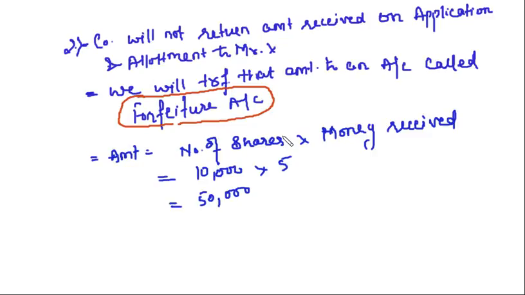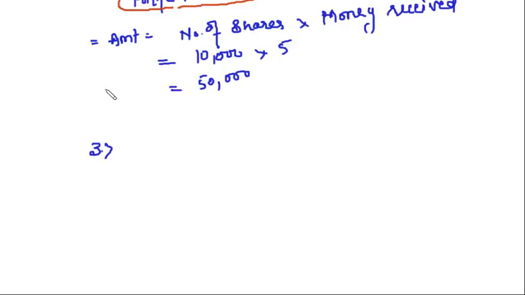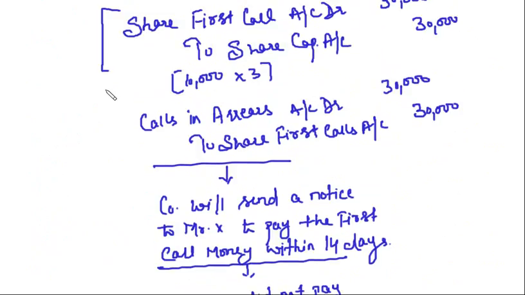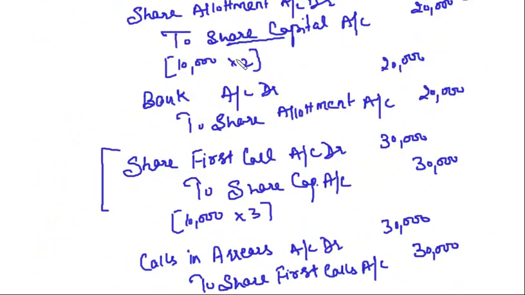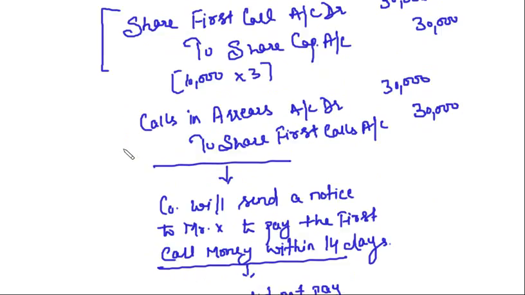Now, these two things are clear. Moving on to the third thing. See, here we opened this calls in arrears account. This share first call account is closed. Share capital is closed. Bank has been dealt with. What is left? Calls in arrears. What are we going to do with this account? We are going to close this calls in arrears account.